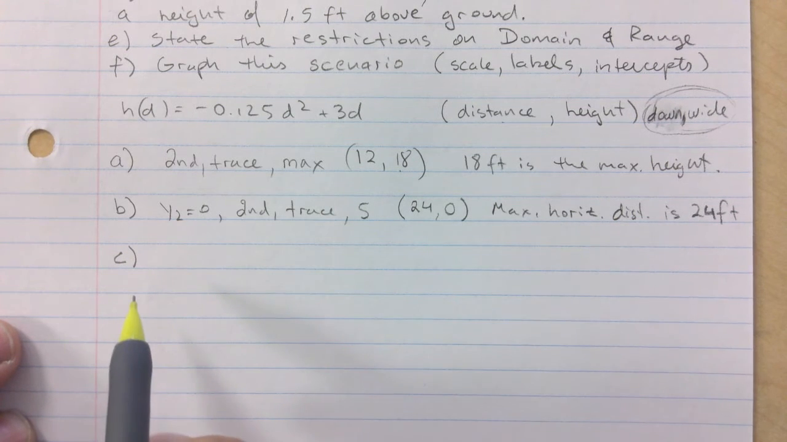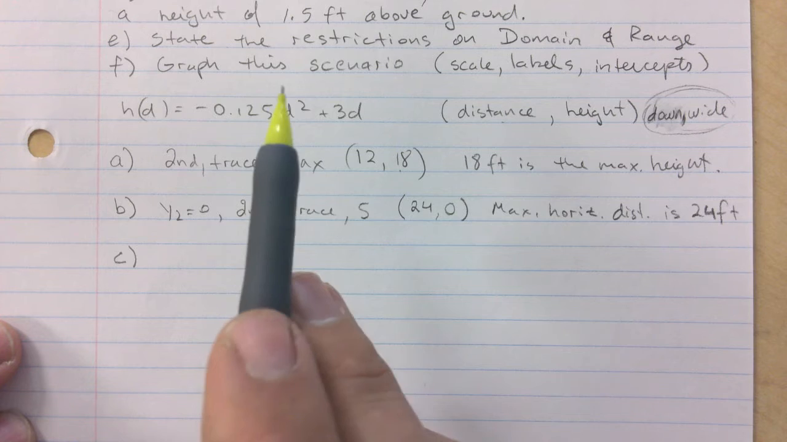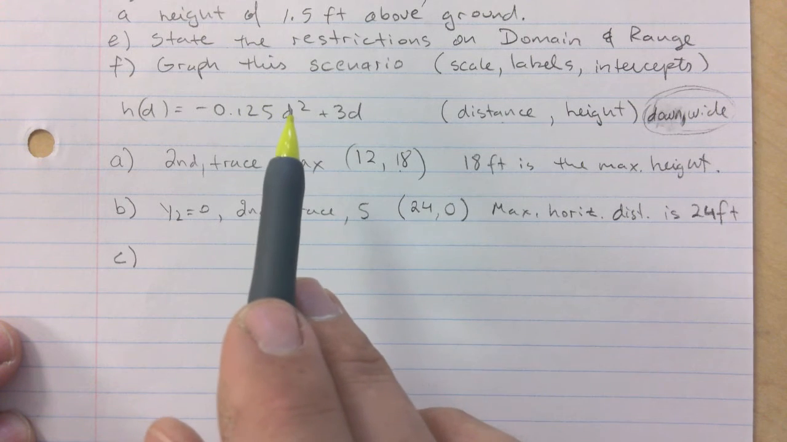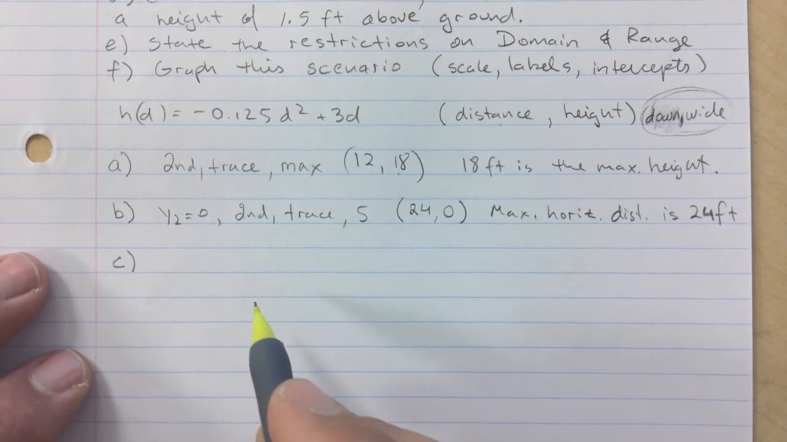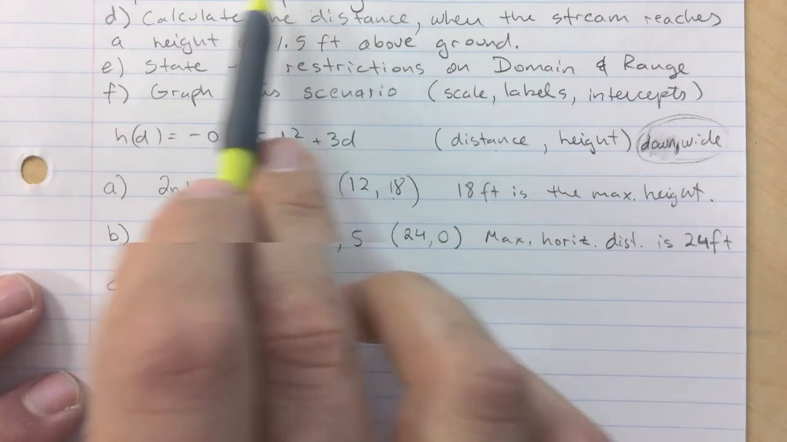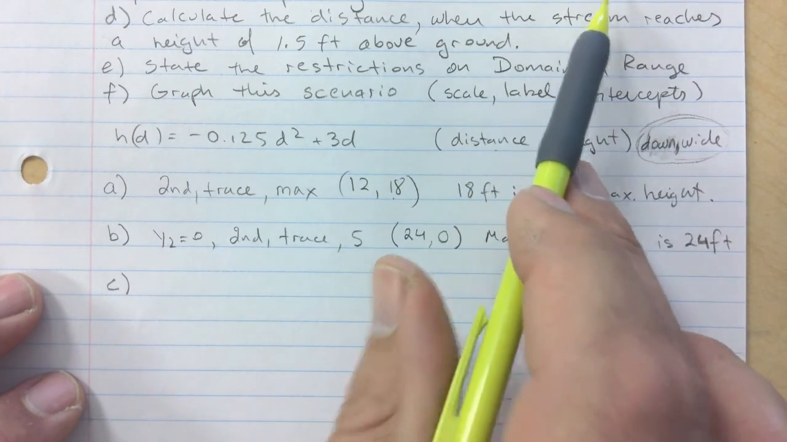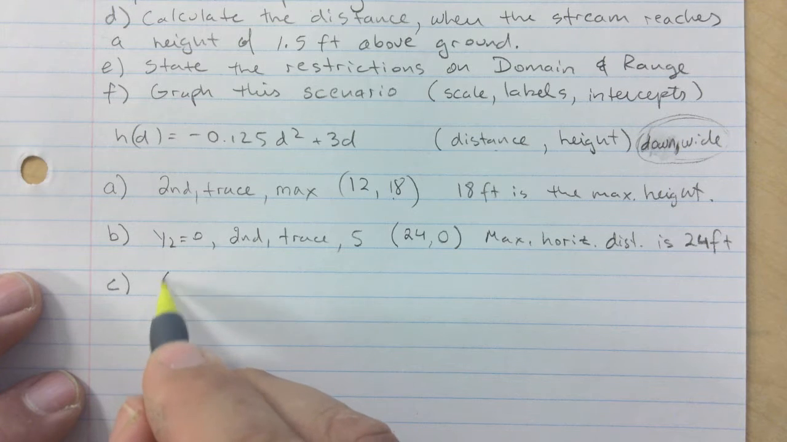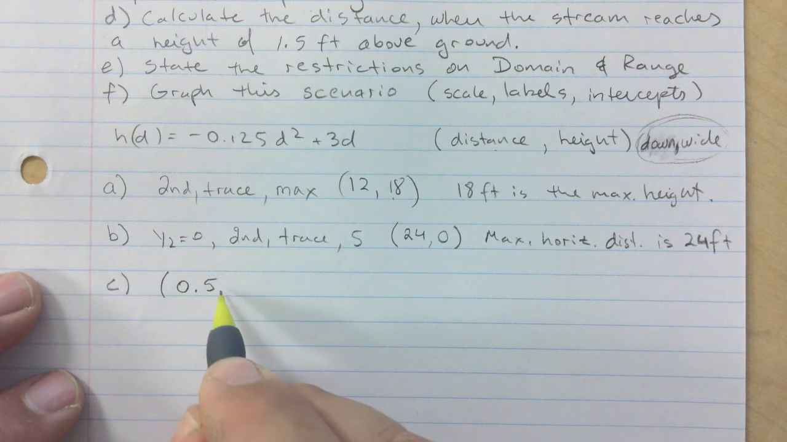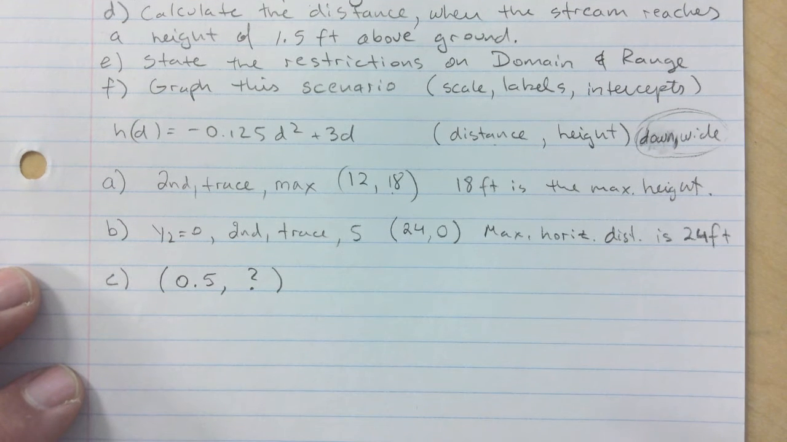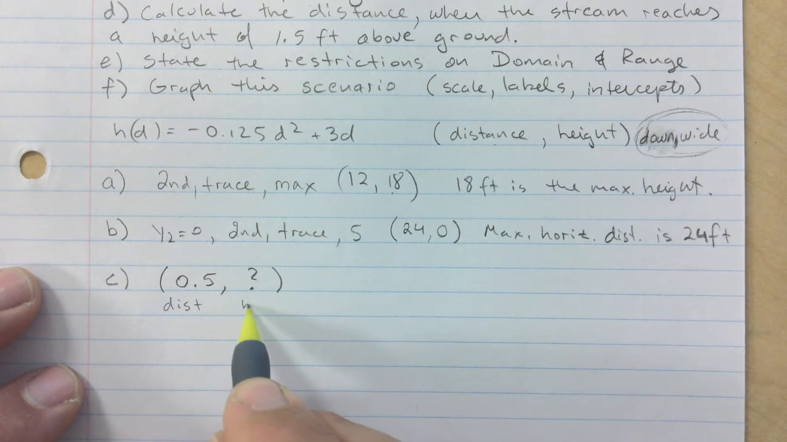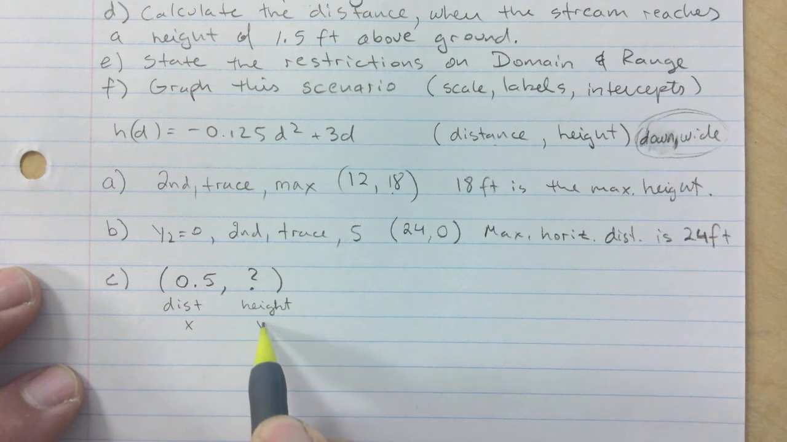C. Calculate the height of the stream at 0.5 feet from the opening. Okay, so basically what are they giving you there? Calculate the height when the distance is 0.5 feet. So they're basically saying if the distance is 0.5, what is the height going to be? Because this is my distance and this is my height. But we also know that this is x and y for the calculator.